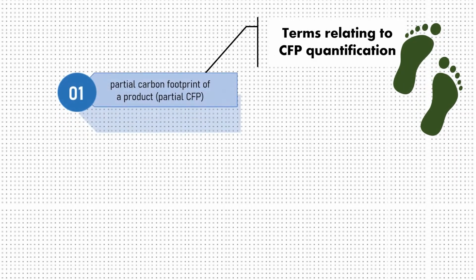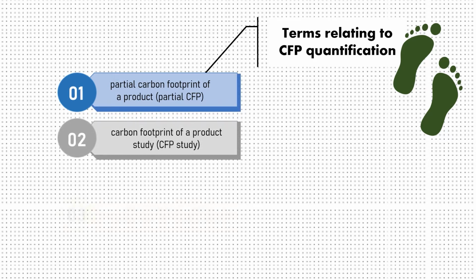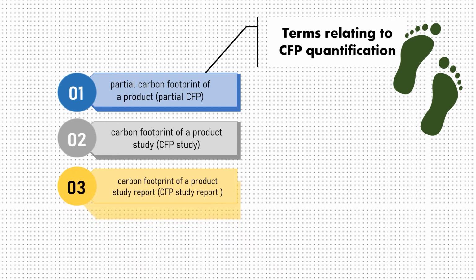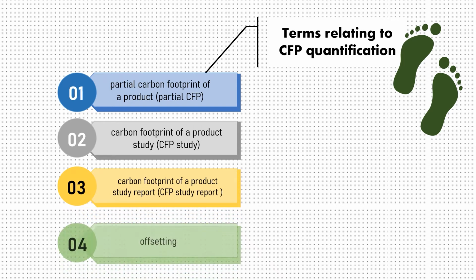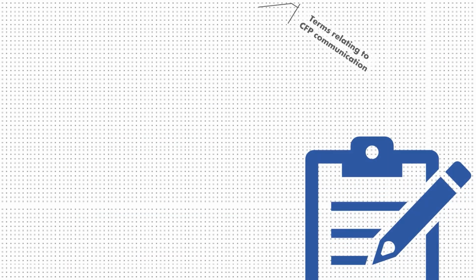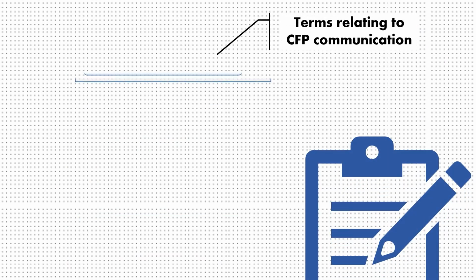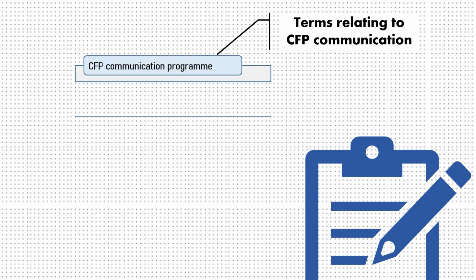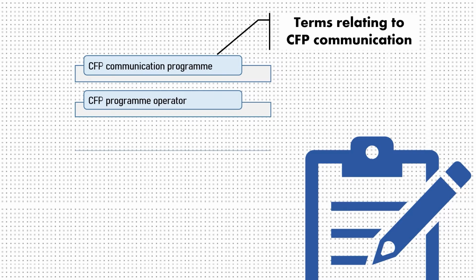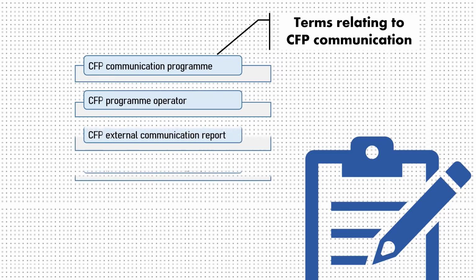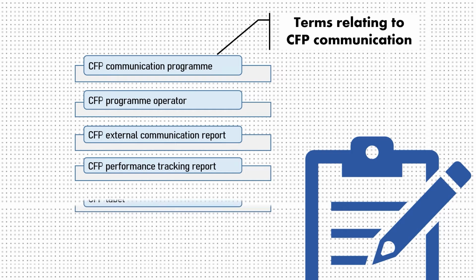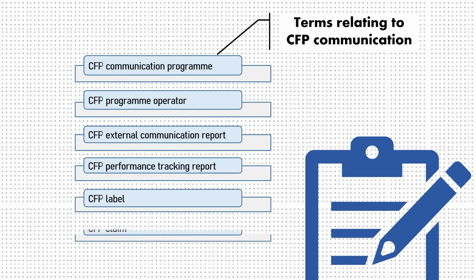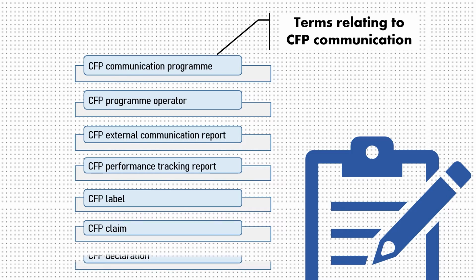There are a few terms relating to carbon footprint quantification, which are partial carbon footprint of a product, partial CFP, carbon footprint of a product study, CFP study, carbon footprint of a product study report, CFP study report, and offsetting. Next are terms relating to the carbon footprint communication. First is Carbon Footprint Communication Program or CFP Program, Carbon Footprint Program Operator or CFP Program Operator. Next is Carbon Footprint External Communication Report, Carbon Footprint Performance Tracking Report, Carbon Footprint Label or CFP Label, Carbon Footprint Claim or CFP Claim, and lastly Carbon Footprint Declaration or CFP Declaration.